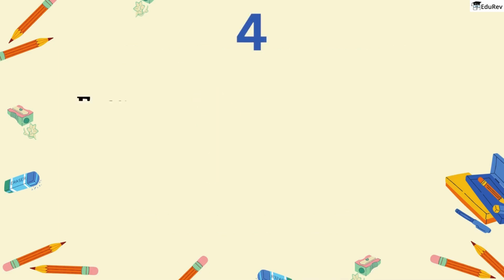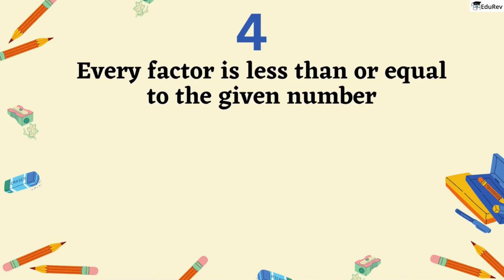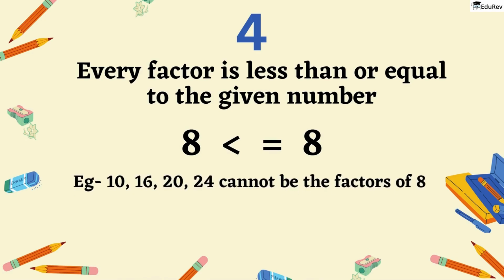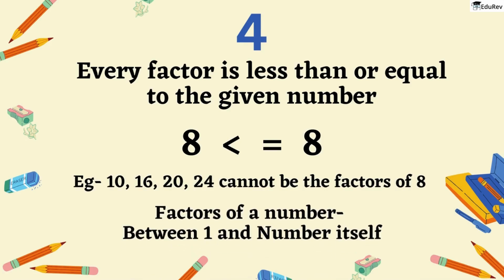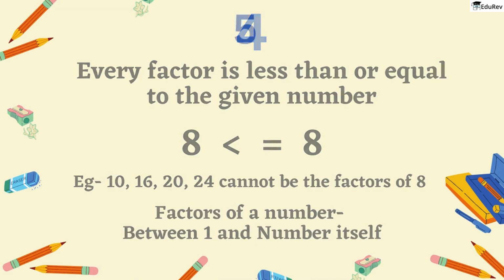Next is, every factor is less than or equal to the given number. What does that mean? This means that the factors of a given number, let's say 8, will be the numbers less than or equal to 8. A bigger number than 8 will not be a factor of 8. So, now we know that factors of a number will lie between 1 and the number itself.